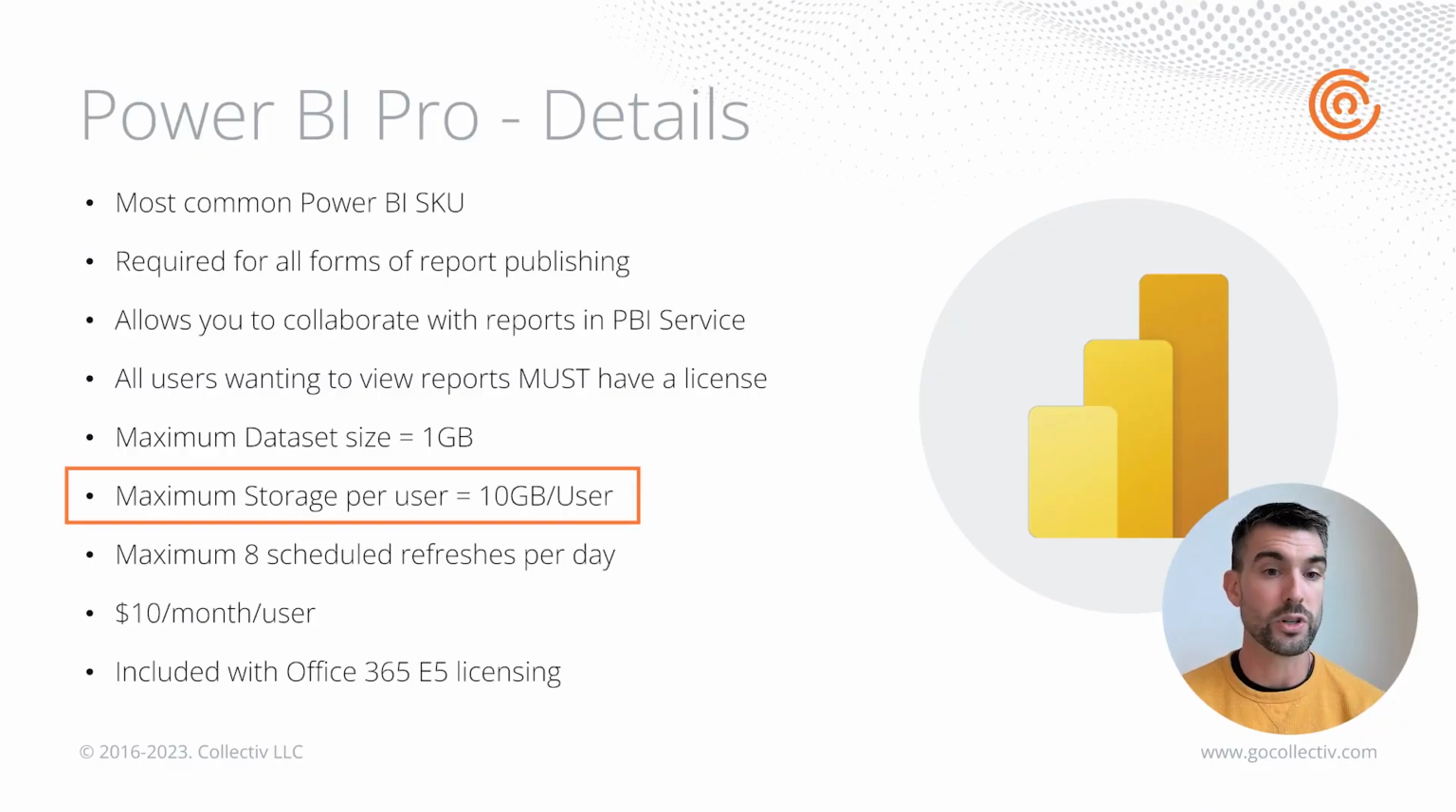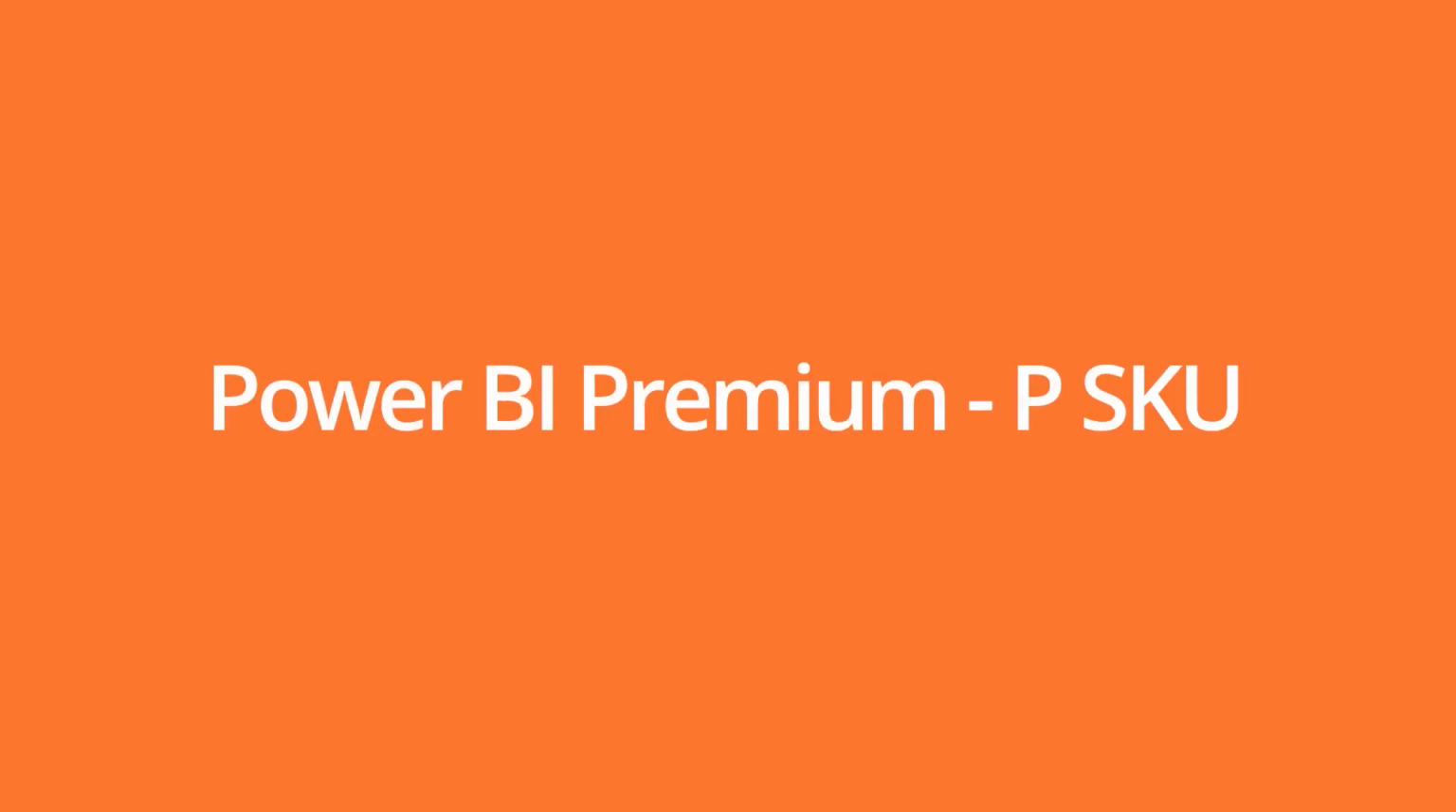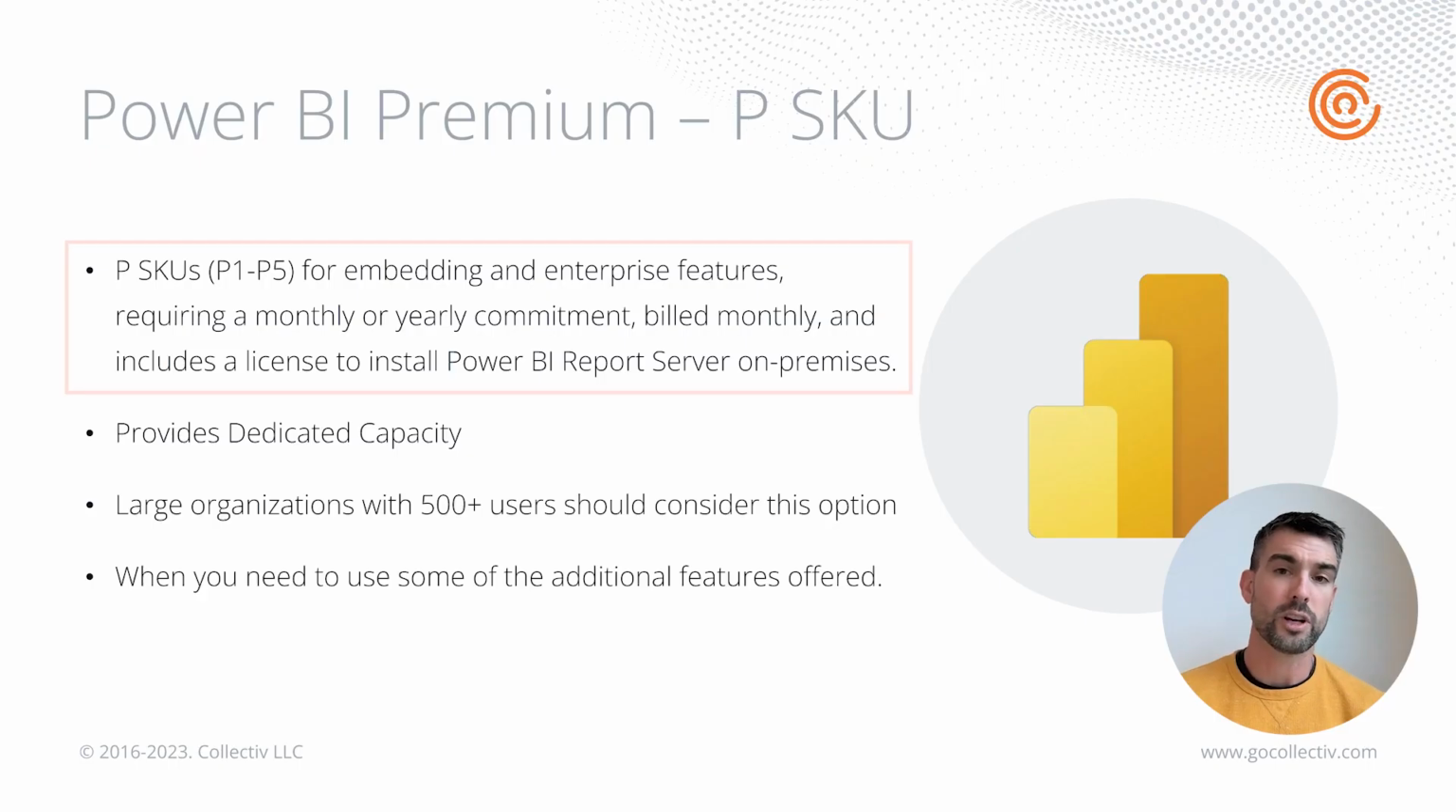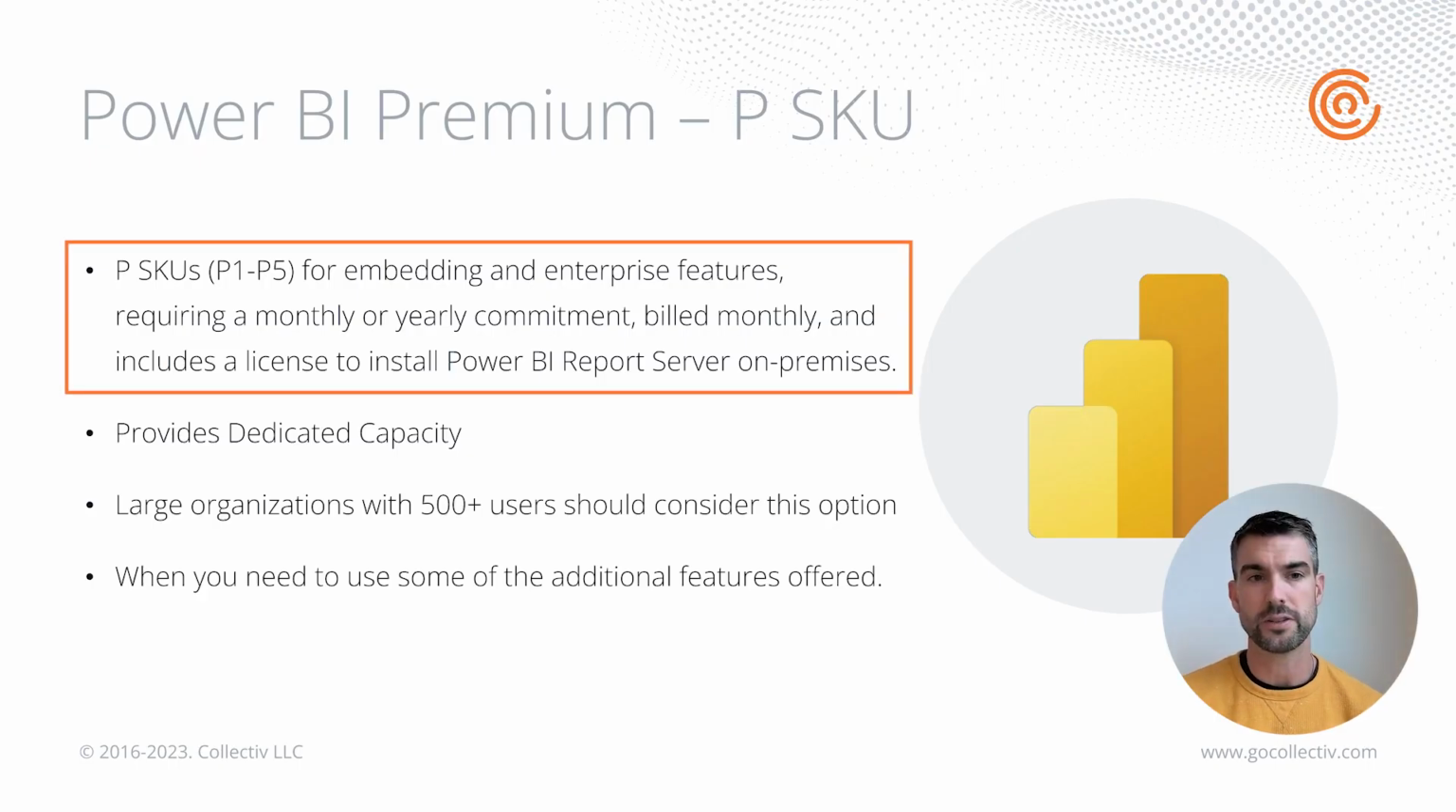The maximum storage per user is 10 gigabytes per user. So again, if that storage needs to go much higher for your end users, then you need to start looking at a premium SKU. We're going to now start talking about the different SKUs associated with Power BI Premium. Right now we're going to talk about the P SKUs. You're going to see there's a P1 through P5, and they vary in cost. Obviously the P1 is much less, and then as you get higher and you have more needs throughout your organization, you then go from a P1 potentially all the way up to a P5.